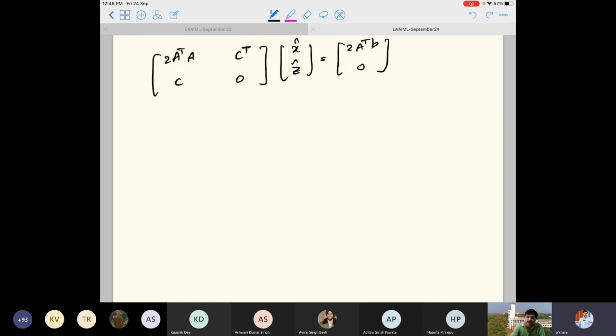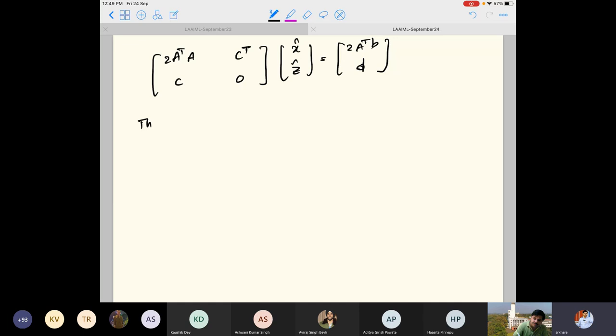And the second equation is just Cx hat is equal to, sorry, not 0, I have to write it as d, right? So that is the constraint. So the second equation is just satisfying the constraint Cx is equal to d, right? So that is differentiation with respect to z hat.